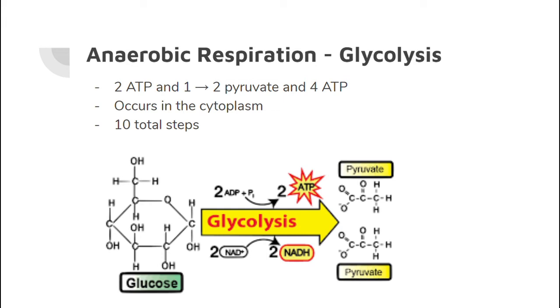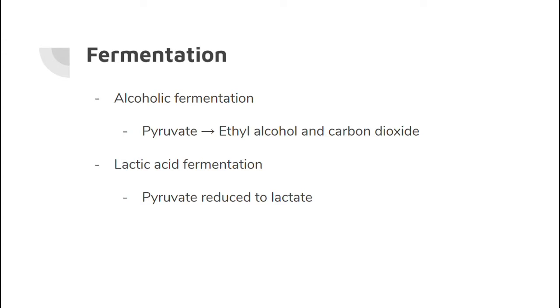Then we have anaerobic respiration, which is respiration that occurs in the absence of oxygen. The first step for anaerobic respiration is going to be the same as aerobic: glycolysis. Again, this is two ATP and one glucose, converted into two pyruvate and four ATP. Then we see fermentation take place.